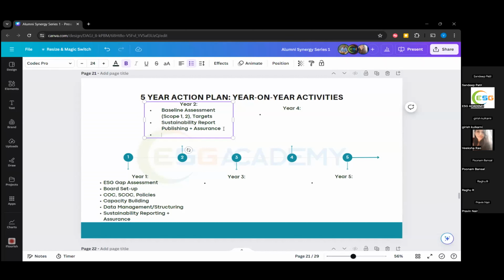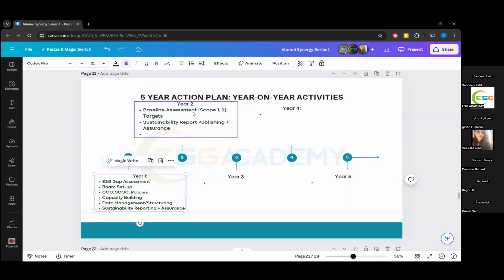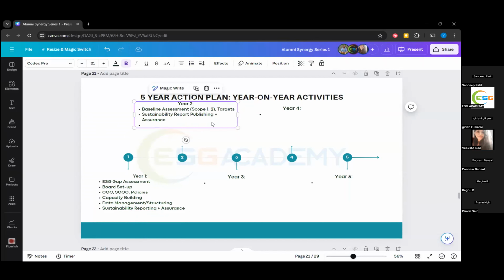And assurance is something which is up to you, whether you want to go for it or not. Probably in the second year, since we speak about baseline year, and baseline, again, it is a little early, but maybe from our understanding, as a consultant, if you ask me, I'll go to baseline target setting only in year 3. I do not want to touch it in year 1 and 2.